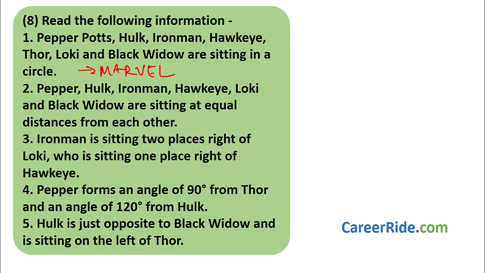Okay, next. Pepper, Hulk, Iron Man, Hawkeye, Loki and Black Widow are sitting at equal distances from each other. Iron Man is sitting two places right of Loki, who is sitting one place right of Hawkeye. Pepper forms an angle of 90 degrees from Thor and angle of 120 degrees from Hulk. Okay, now this is something different, an angle. We have not seen it yet. Let's move to the next sentence. Hulk is just opposite to Black Widow and sitting on the left of Thor.